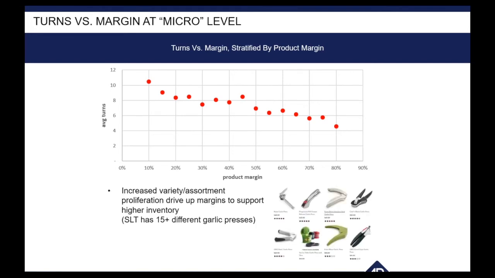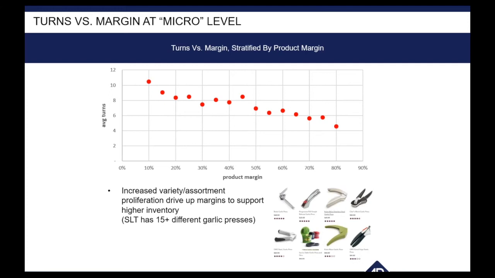An example of that is a kitchen accessories retailer that has 15 plus different garlic presses that differ from one another more or less slightly in form, but not in function. Of course, assortment proliferation, I mentioned this because it's one of the drivers of lower turns. And in a vicious cycle, as you have lower turns, you have to make it worthwhile to carry all that inventory, and so that requires also higher margins. That's another reason why lower turns and higher margins go hand in hand.